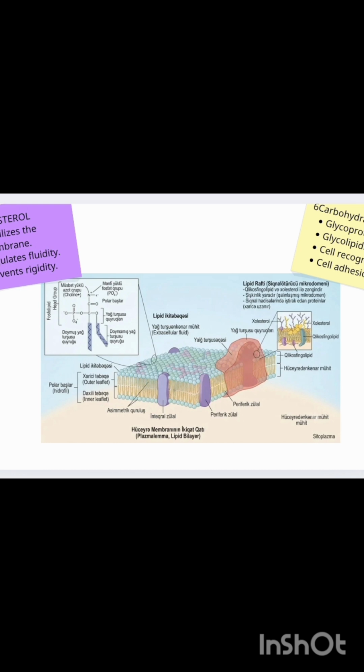Some parts of the membrane are called lipid rafts. They contain a lot of cholesterol and sphingolipids. Lipid rafts help organize proteins and improve cell signaling.